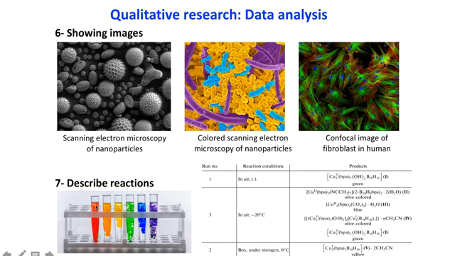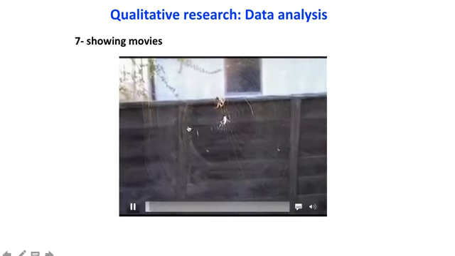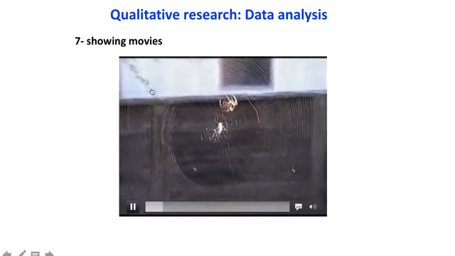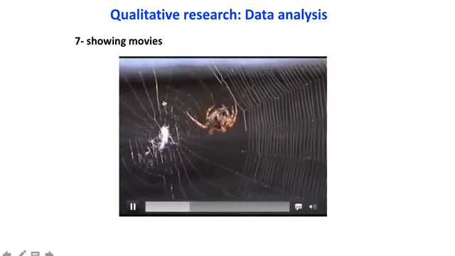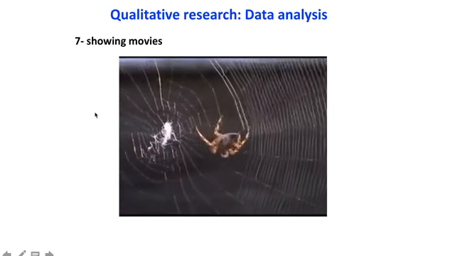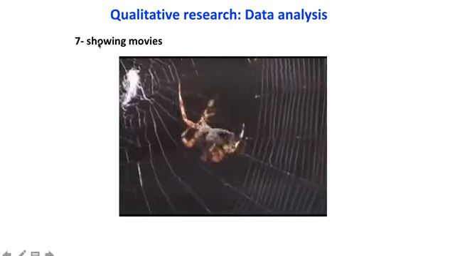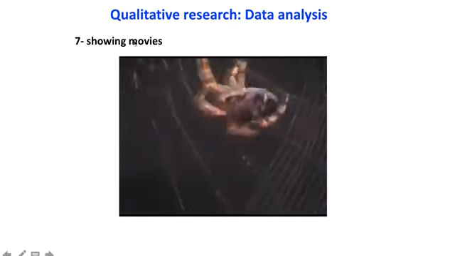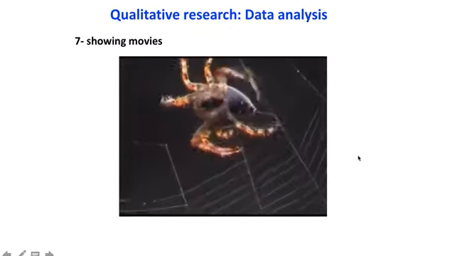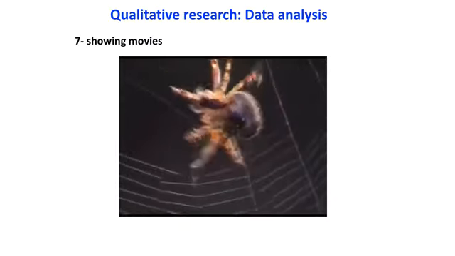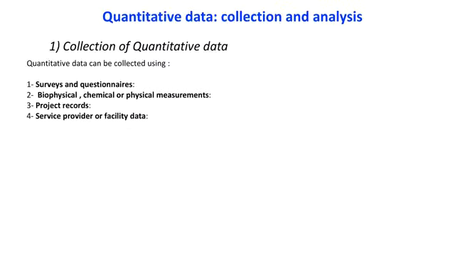You can also describe the reactions by showing the color of the resulting solutions, described in a table. You can show a movie, but this is definitely not in your thesis, but in your manuscript. You can submit this movie with your manuscript to the suitable journal, and this is really good if you would like to publish your work. So all of these are ways to analyze your qualitative data.